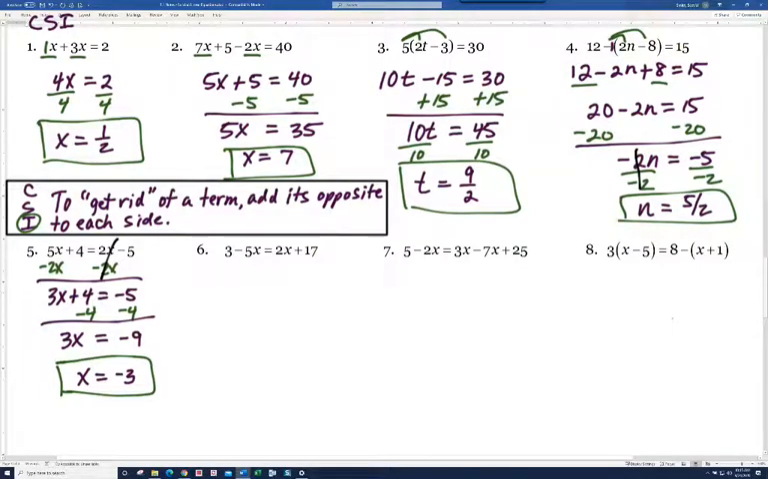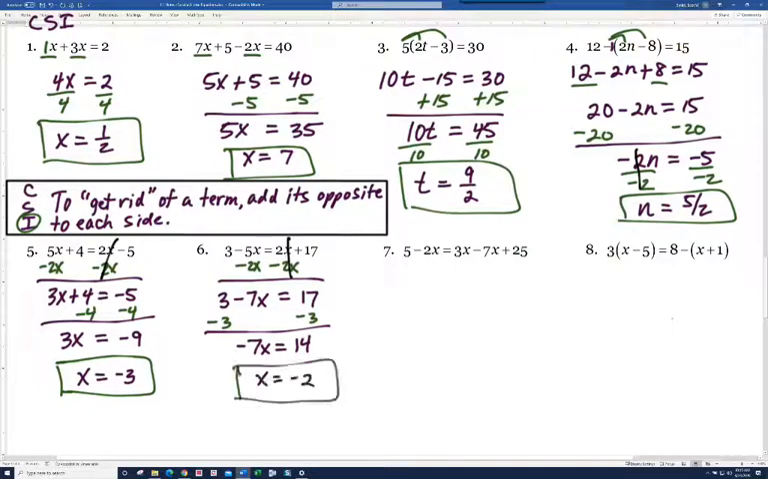All right, so I would encourage you to go ahead and try 6, 7, and 8. On number 6, it's very similar to 5. Number 7 and 8, you're going to have to simplify first, and then it'll be quite similar to what we did. All right, so let's see how you did. On number 6, you should have subtracted 2x on both sides. You get 3 minus 7x is equal to 17. And we need to subtract 3 on both sides. We'll get -7x is equal to 14, which means x is -2.